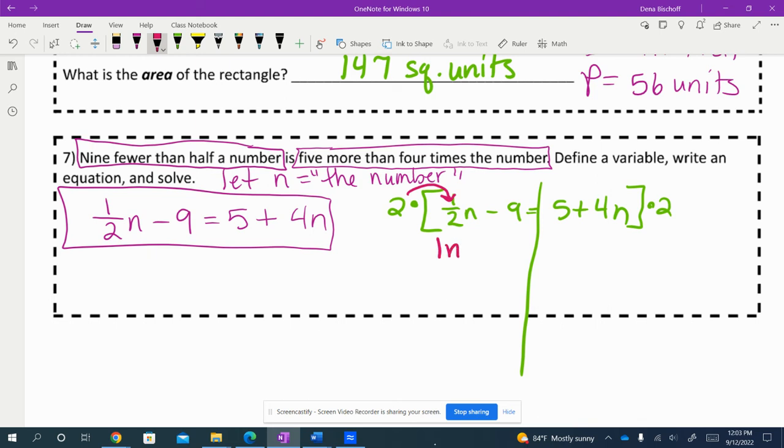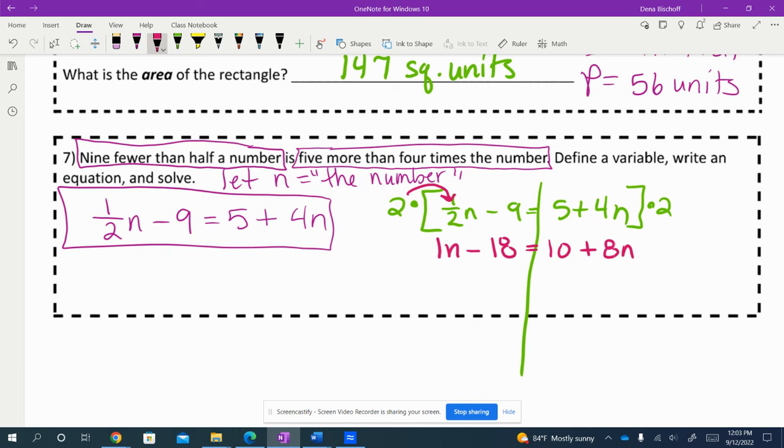1. And what is 2 times negative 9? Negative 18 equals, what is 2 times 5? 10. And what is 2 times 4? 8. That looks so much better. No fractions. I love it. It's going to be awesome. So let's do this.